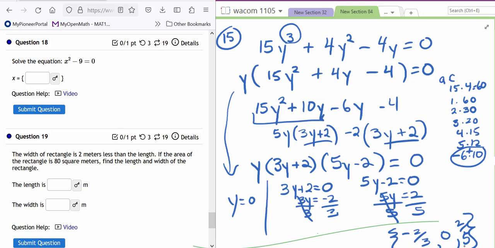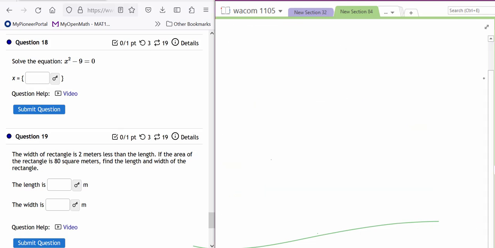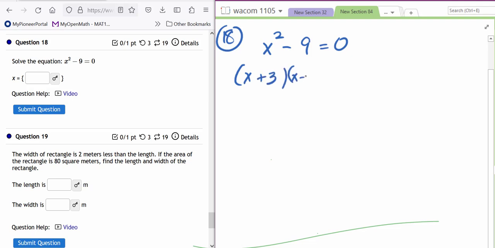This one is a difference of squares. We did one. We'll do one more. I don't remember doing a bunch of those. So x squared minus 9 equals 0. And so we'll factor on this side. x plus 3, x minus 3 equals 0. And then you set each one equal to 0. So here we'll get negative 3, and here we'll get, add your 3, we'll get plus 3.